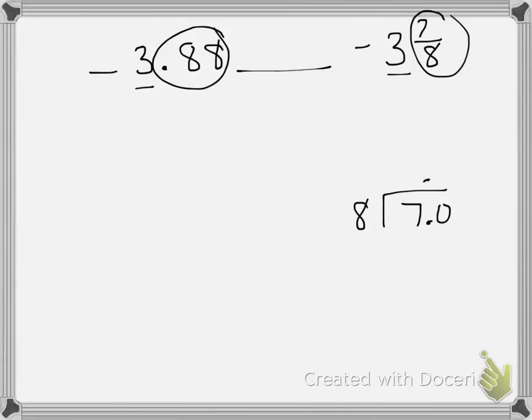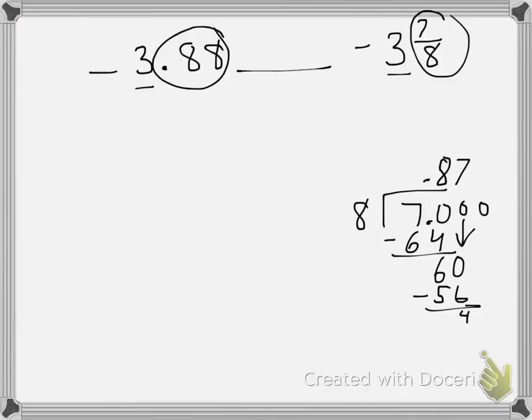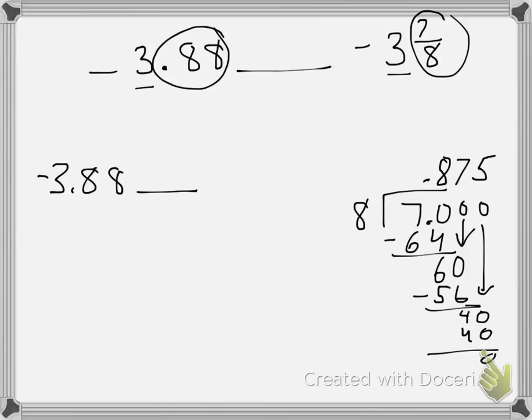Yes, 8 would go into 70 8 times, which would give me 64. Subtract, bring down another 0. This would go 7 times. Subtract, bring down another 0. 8 and 2, 40. Would go 5 times. And that's going to go evenly. So I'm done with my division. So just for sake of being neat, I'm going to rewrite this a little bit over here. And so now, really what I'm comparing is negative 3.88 to negative 3.875.